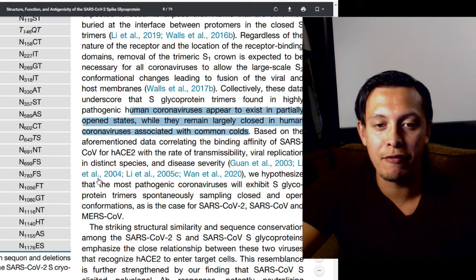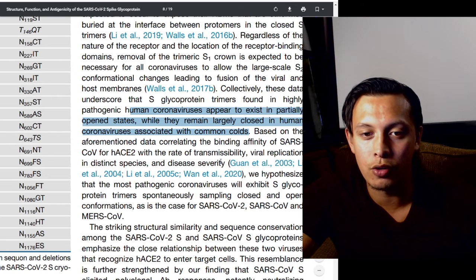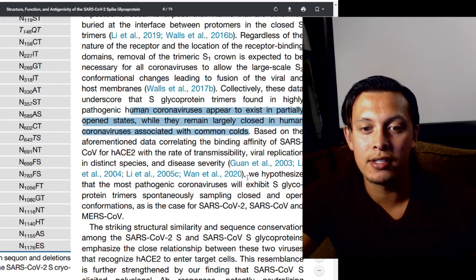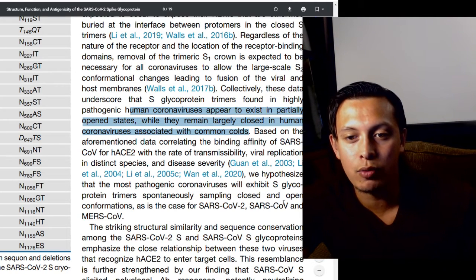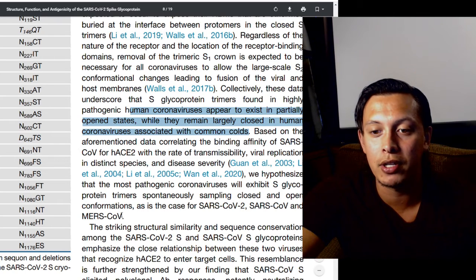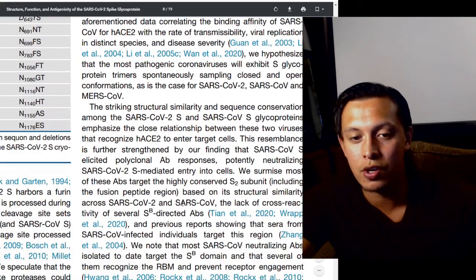So based on the aforementioned data, correlating the binding affinity of SARS-CoV and hACE2 with the rate of transmissibility, viral replication in distinct species, and disease severity, we have hypothesized that the most pathogenic coronaviruses will exhibit S-glycoprotein trimers spontaneously sampling closed and open conformations, as is the case for SARS-CoV-2, SARS-CoV, and MERS-CoV.